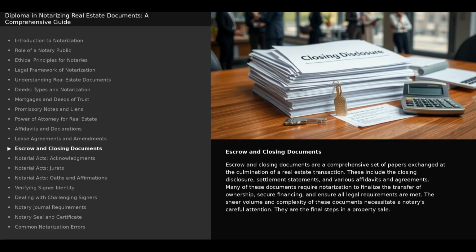Escrow and closing documents. Escrow and closing documents are a comprehensive set of papers exchanged at the culmination of a real estate transaction. These include the closing disclosure, settlement statements, and various affidavits and agreements. Many of these documents require notarization to finalize the transfer of ownership, secure financing, and ensure all legal requirements are met. The sheer volume and complexity of these documents necessitate a notary's careful attention. They are the final steps in a property sale.